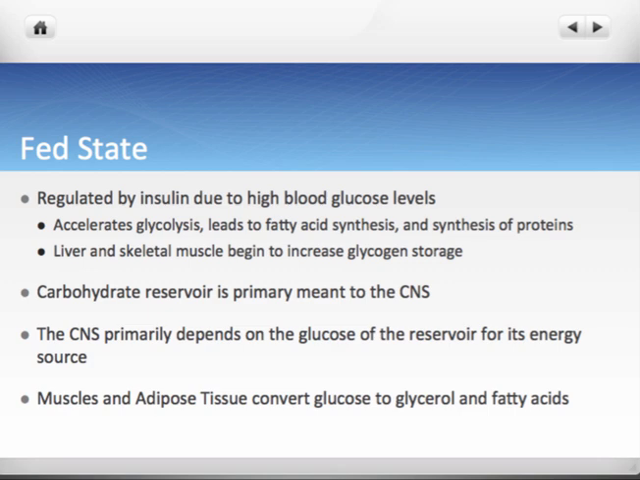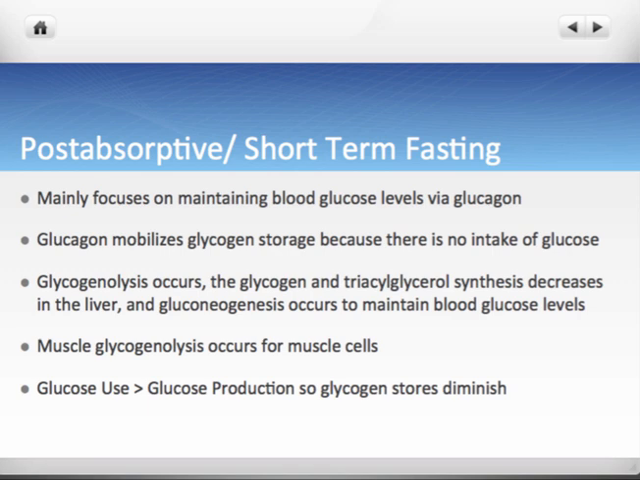The central nervous system at this point depends primarily on glucose as its source of energy, and then muscle and adipose tissue convert glucose to glycerol and fatty acids. Then we have the post-absorptive or short-term fasting state. This mainly focuses on maintaining blood glucose levels using glucagon. This is another one of the hormones that y'all should be familiar with. Glucagon mobilizes glycogen storage because there's no intake. We don't have any glucose being brought in from our diet during this stage, and so glucagon is going to be worried about glycogen storage there.